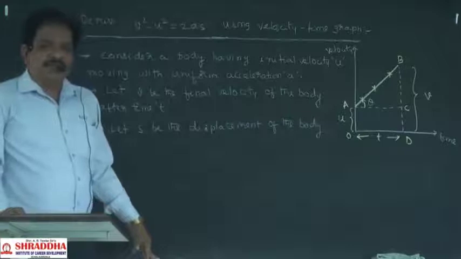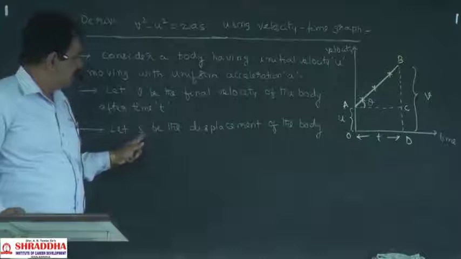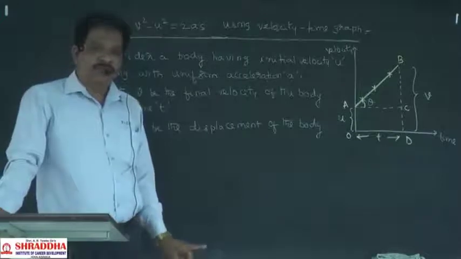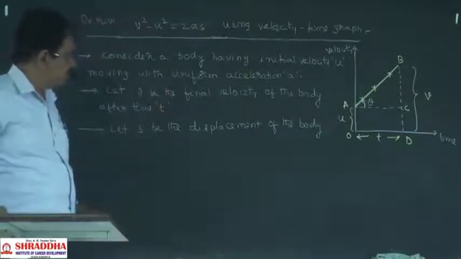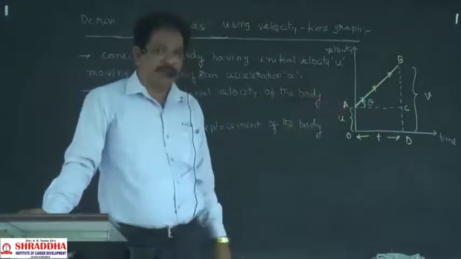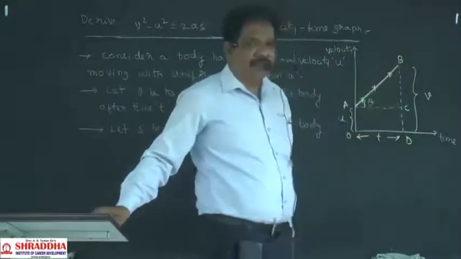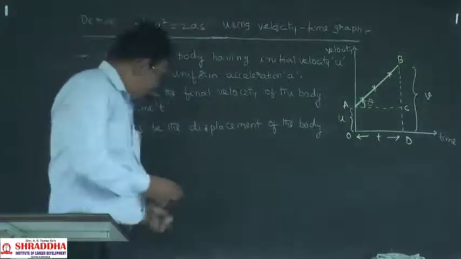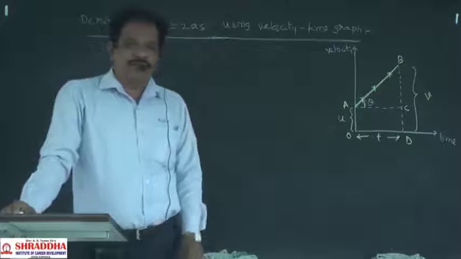Let S be the displacement of the body. Okay? What we calculated, the same thing we considered. We had to derive V square minus U square is equal to 2AS. Same thing we assumed. For this, if you draw the VT graph, it will be in this format. Here this will be U, this will be V, BC will be equal to change in velocity, OD value will be equal to T.